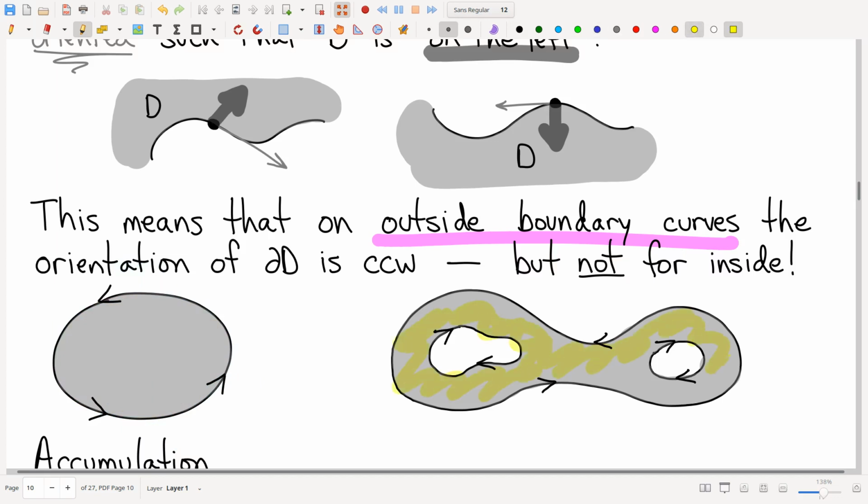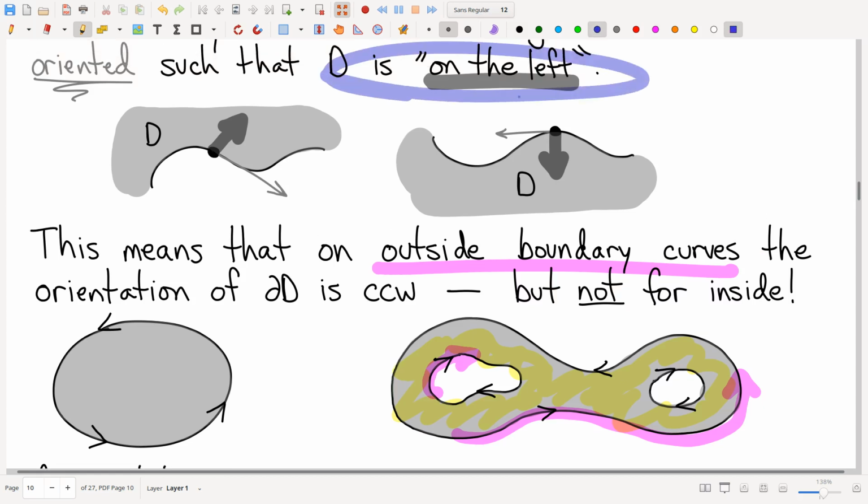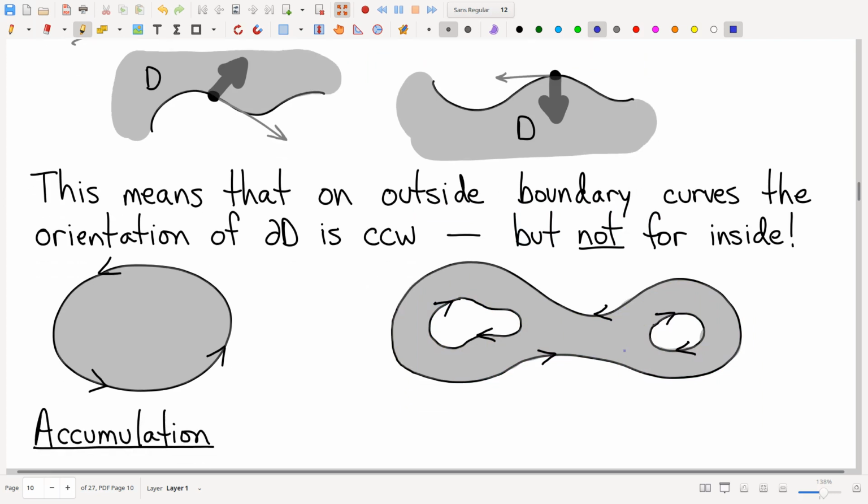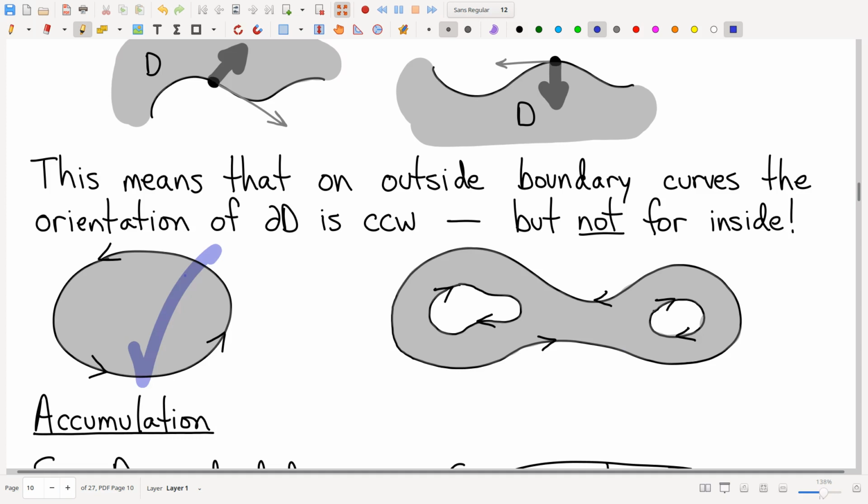So, for example, let's look at this region here. Sure, counterclockwise around the outside boundary, but clockwise around the inside boundary, because that is what has the region on my left. Right? That makes sense? All right. Okay. So, good news, most of the time we're talking about simply connected surfaces that don't have holes in them, and so in practice it tends to be pretty straightforward: counterclockwise most of the time.